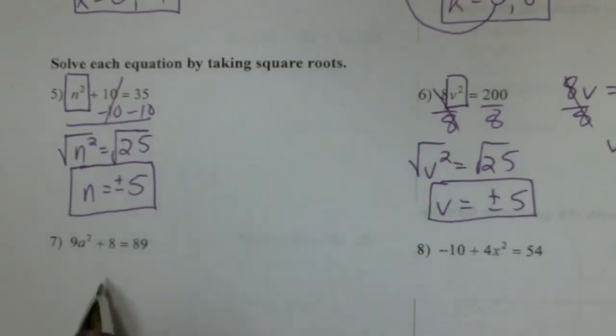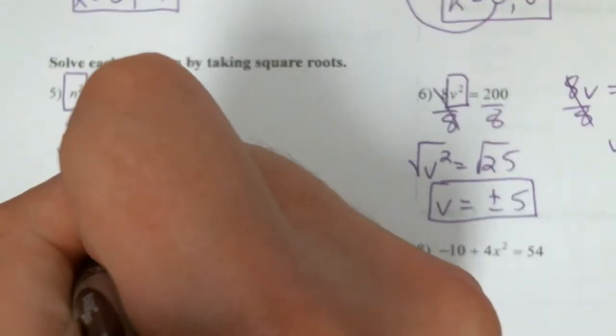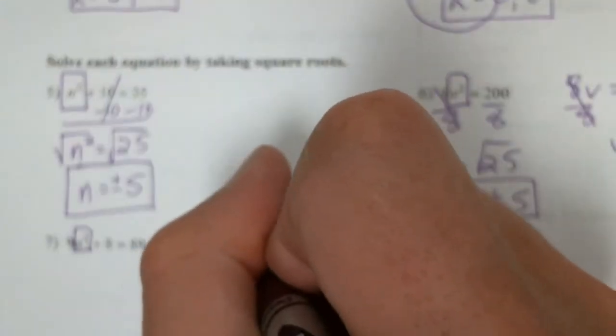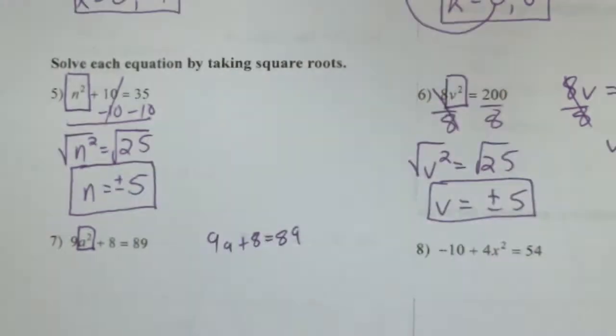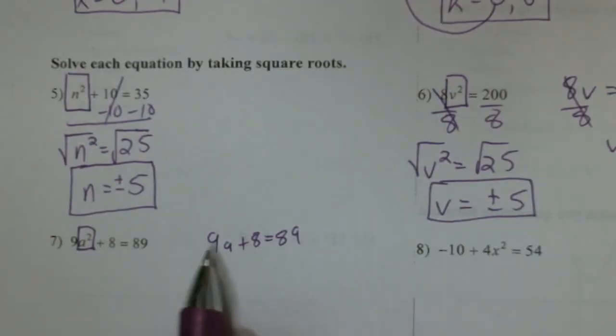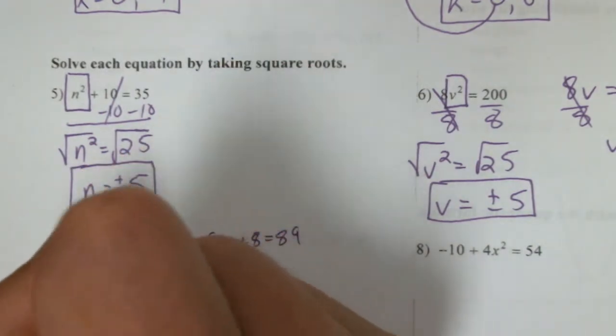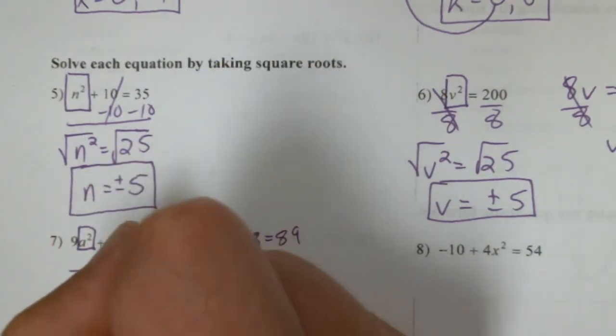All right, number 7. Again, I'm trying to get a squared by itself. If you just imagine that this were just 9a plus 8 equals 89, what would you do to solve? I'd move the 8 to the other side and divide both sides by 9. It's going to be the same thing here. Subtract 8 from both sides. 9a squared is equal to 81.